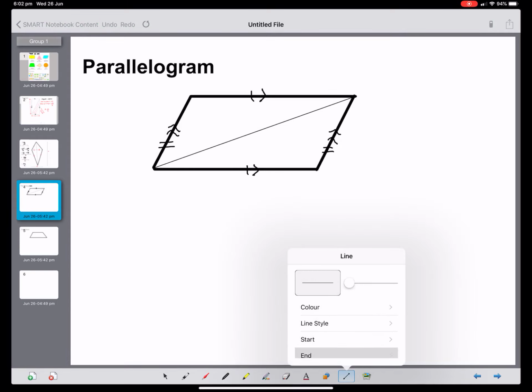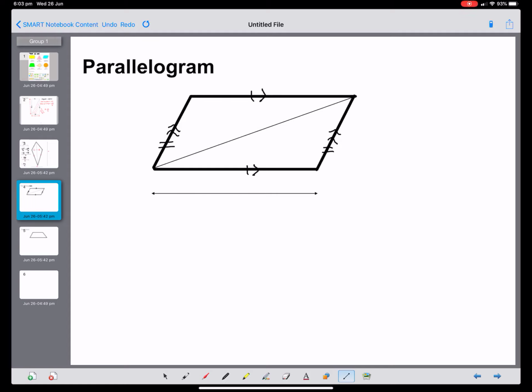Okay, so let me draw in the base and the height. Okay, so let's call the base A and let's call the height B. So we have triangle 1 and triangle 2. Okay, so the area then is going to be equal to triangle 1 plus triangle 2.